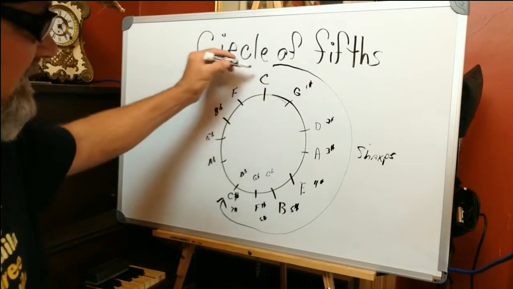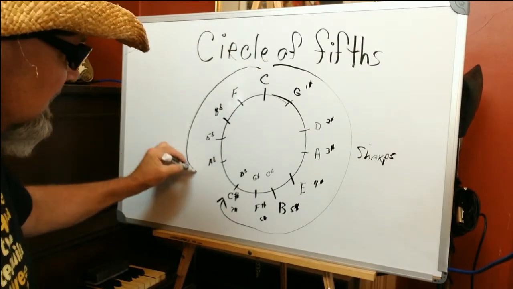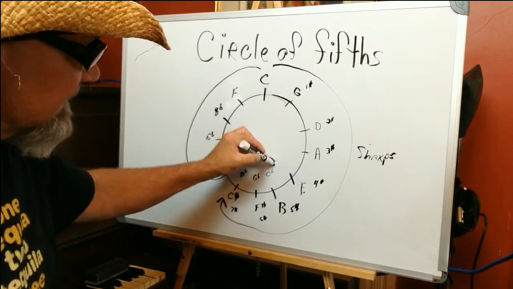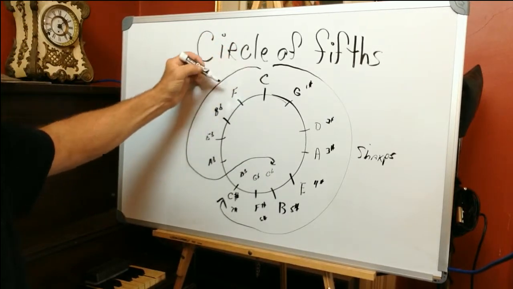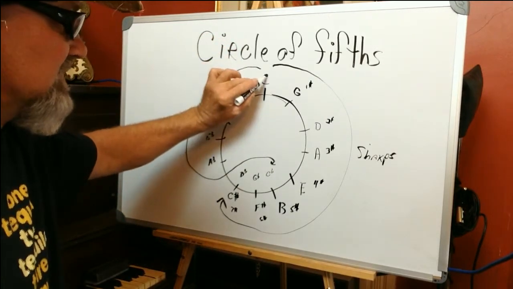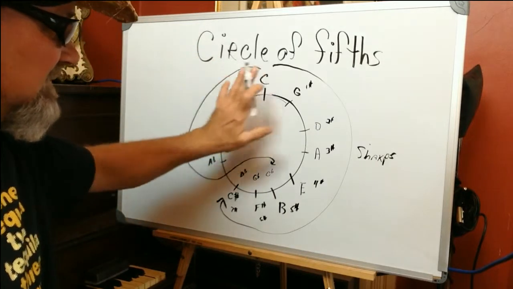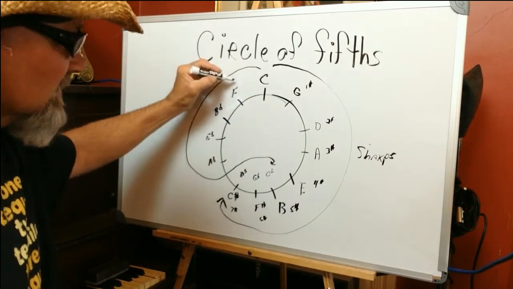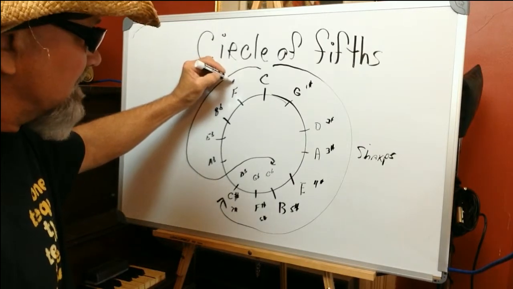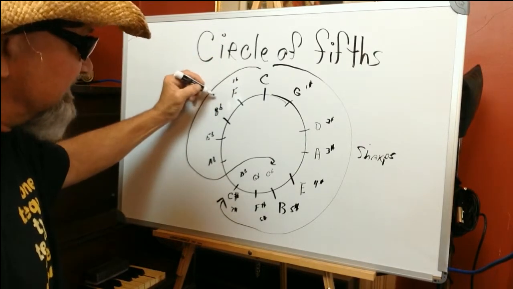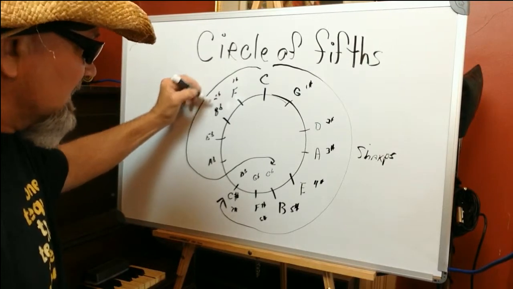Now when we go backwards here, we're looking at the flats, and it ends there. When we advance this way, it's the same formula: you add a flat. C has no flats and no sharps, so it's a natural C right there. We go backwards to the F, it has 1 flat. B flat has 2 flats.